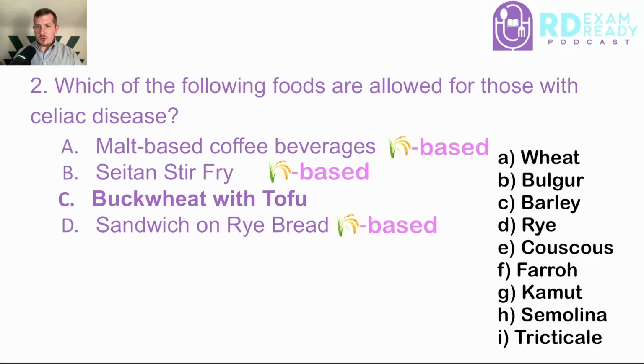Couscous, rye. These are going to be our next ones here. Farro, kamut, semolina, and triticale. These would be all of your wheat containing grains or wheat based grains here.